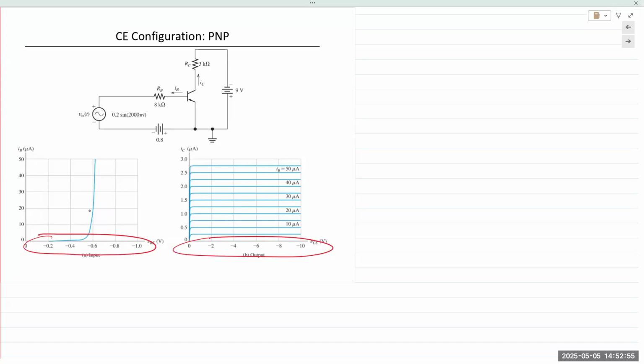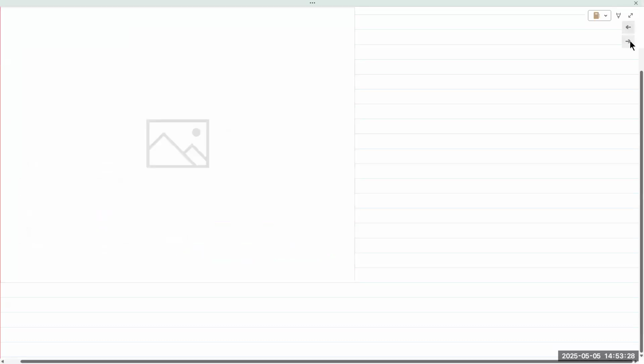VBE right here is negative because VEB is positive. Emitter is P-type, base is N-type. Forward biasing means the base is lower than the emitter. So everything remains the same, except it's the second quadrant, not the first. And that's why everything's negative. Other than that, there's no other difference in operation. Current directions are flipped, voltage polarities are flipped. Everything else remains the same.